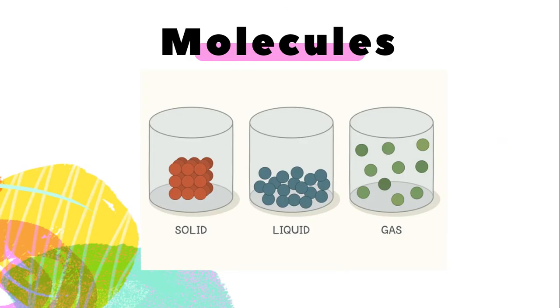Here are molecules. A solid is closely packed together. The particles are at rest, they're not moving very fast. Liquid, they're moving a little bit faster, they're more spread out, they take the shape of their container. Gases are far apart, they're moving more rapidly, and they always fill their container.